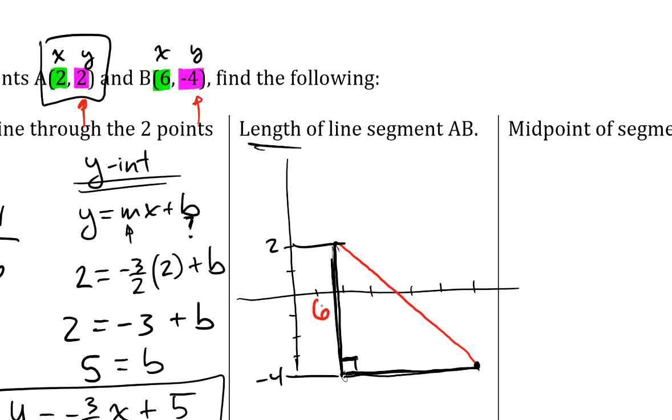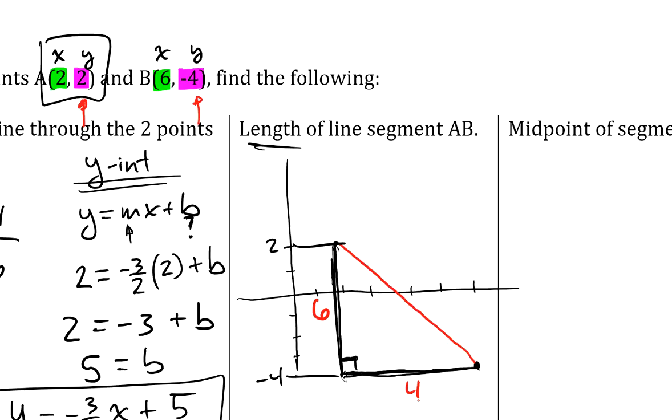And you can do it either way. You can go 2 minus negative 4, and that will give you positive 6. But if you went negative 4 minus 2, it would give you negative 6. But remember, we're talking about the length of this line segment, so we would take the absolute value of that. So that's 6 units long. Similar thing along the bottom. I'm going from a positive 2 to a 6. This has to be exactly 4 units long.